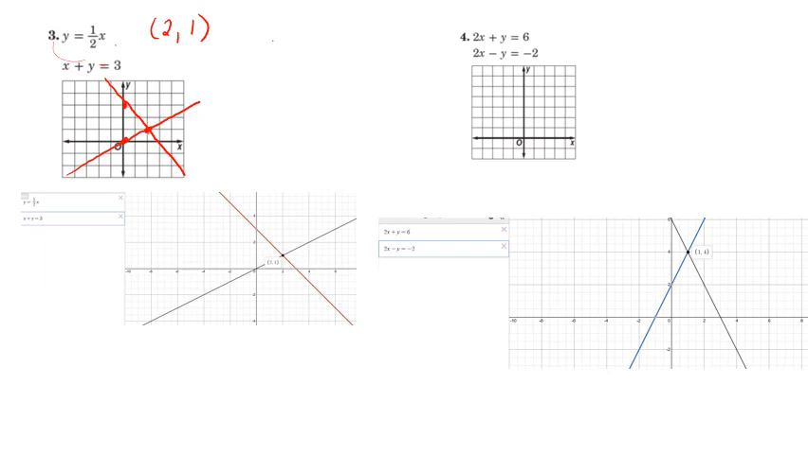All right, let's look at example 4. Again, type them in the Desmos, and then I click on where they intersect, and it gives me the point of their intersection is 1, 4. Again, so that's the solution to my system of equations. So I'm going to graph the point 1, 4.